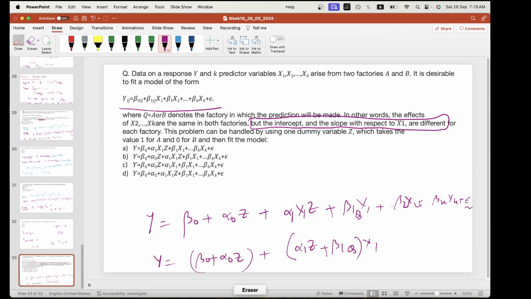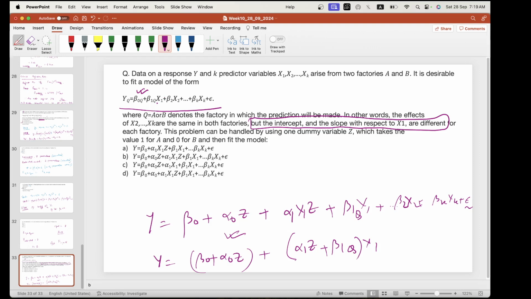or rather I should write alpha, so beta naught q. So for intercept this part is clear, because if we have z equal to 1, it will be beta naught plus alpha naught, and if we have z equal to 0, we'll have beta naught. Okay, so this is q dependent, so this part has been taken care of.